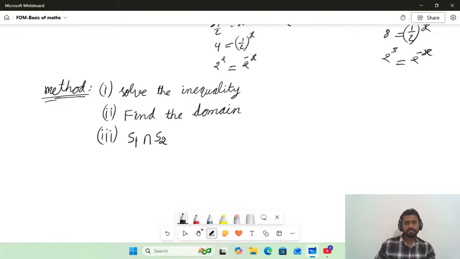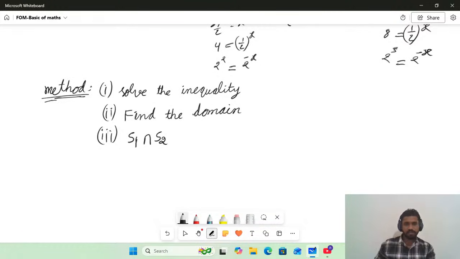The concept is: a base lying between 0 and 1 will change the sign of the inequality, and for a base greater than 1 there is no need to change the sign of the inequality. What is the method for solving logarithmic inequalities? The method is to solve the inequality, find the domain, and take the common interval for step 1 and step 2.